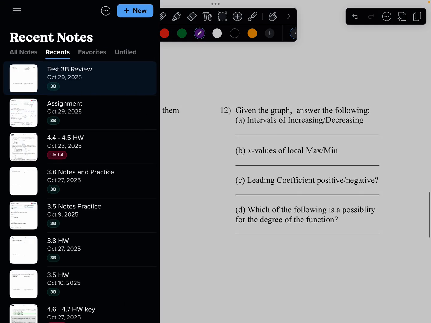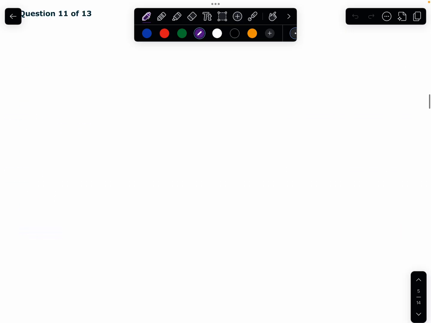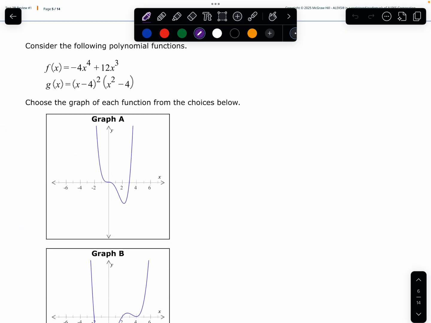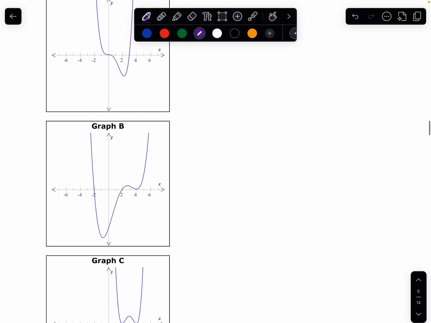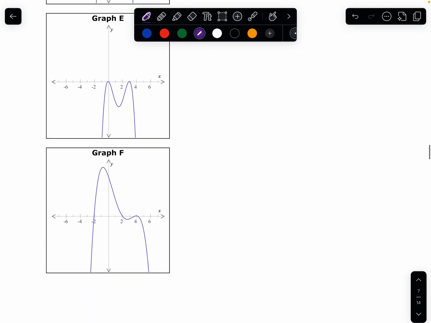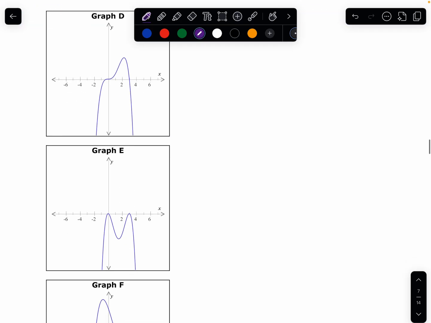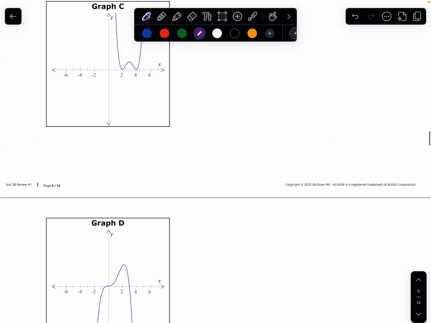All right, back to the assignment that's in ALEKS. So for 11, consider the polynomial function. We have these right here, and we're going to choose the graph for each function from the choices below. So for f of x, it's a 4th degree polynomial with a negative coefficient, so that means the end behaviors have to both be going down. So it can't be A or B or C. So it could be one of these 3 down here: D, E, or F.